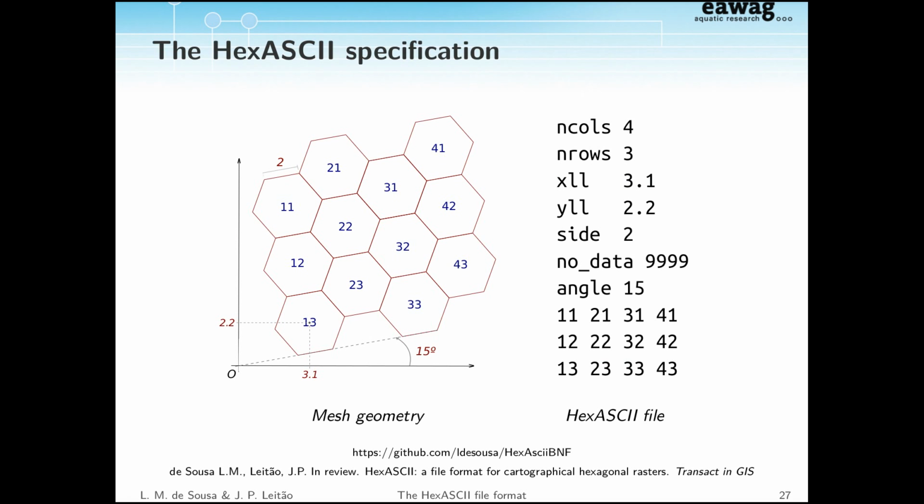This led me to specify the HexASCII file format that has been the basis of my most recent work with hexagons, which is basically a text file that includes a number of metadata fields that describe the geometry of the hexagonal mesh, its location, and then a string of values. So this is highly inspired on the ASCII raster format that was specified by Esri a number of years ago for square rasters.